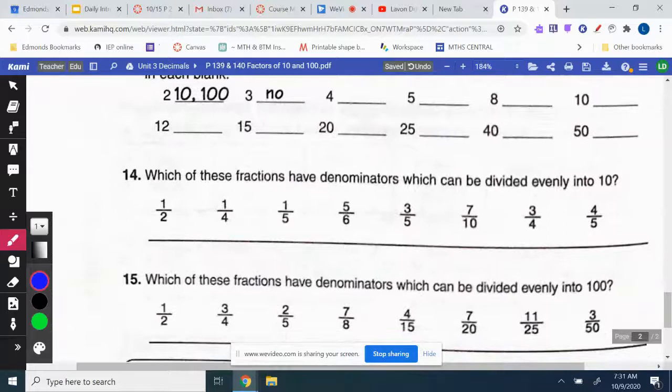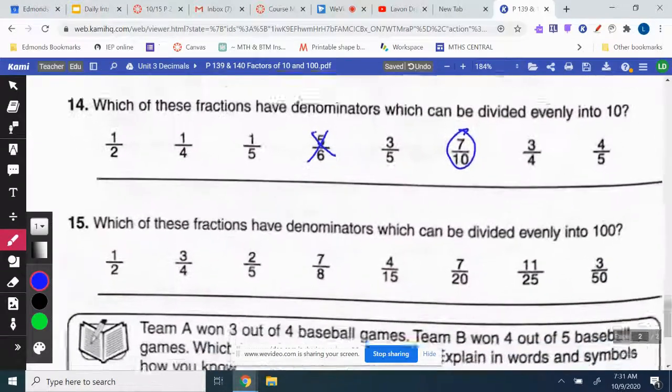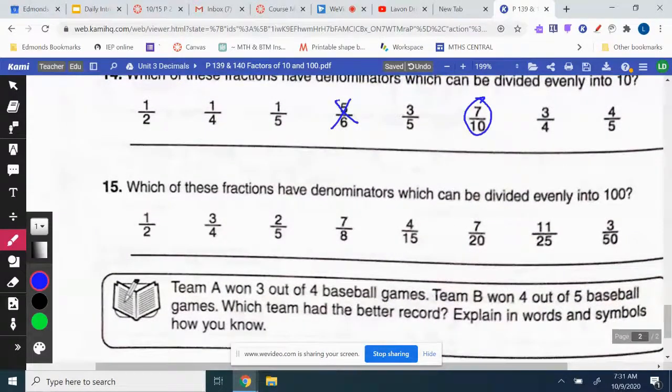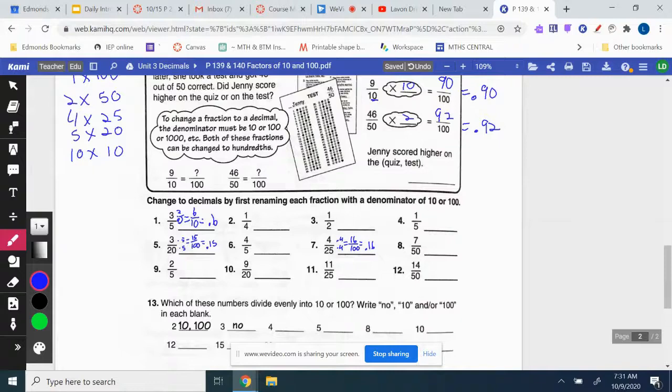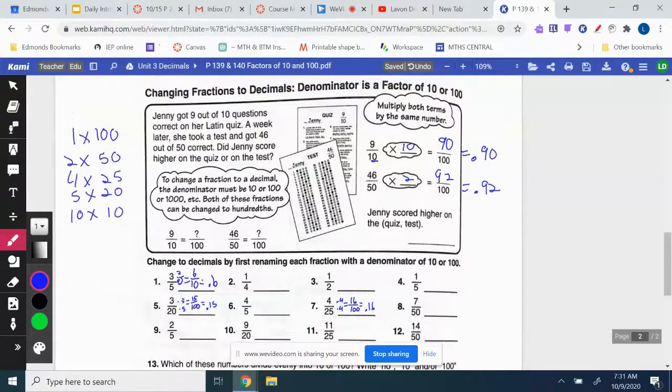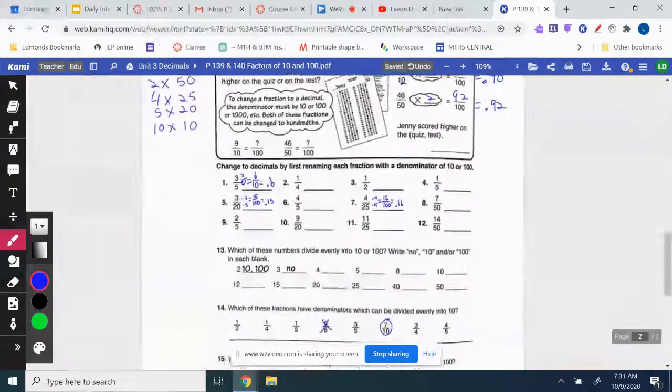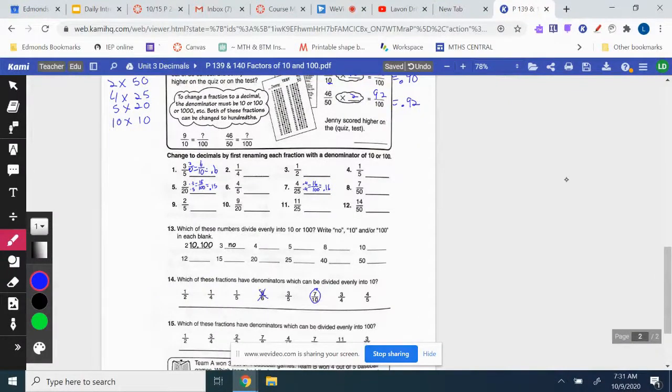Number 14, which of these fractions have denominators that can easily be divided into 10? Well, I know that 6 can't, so I'm going to put an X through that. And I know that this one can, so I'm going to just circle it. Which of these fractions can be easily divided into 100? Well, I want you to look up at this hundreds chart, or these factors up above, right here, to try it out. You're going to be doing all of them on the whole page, both pages.